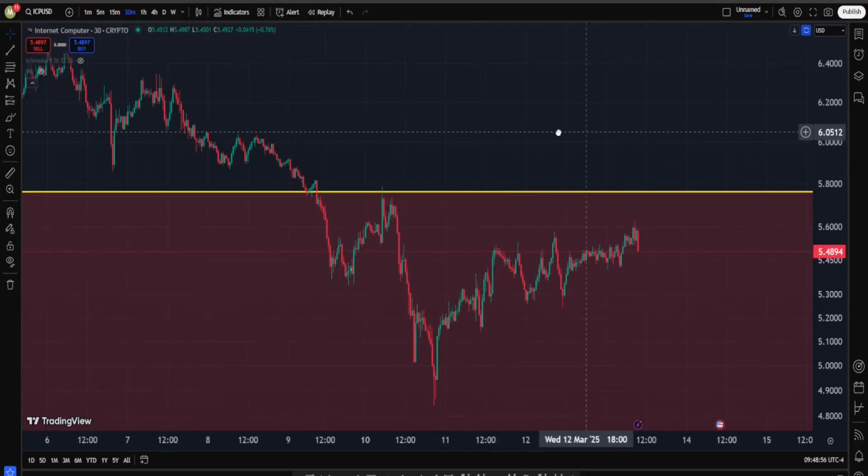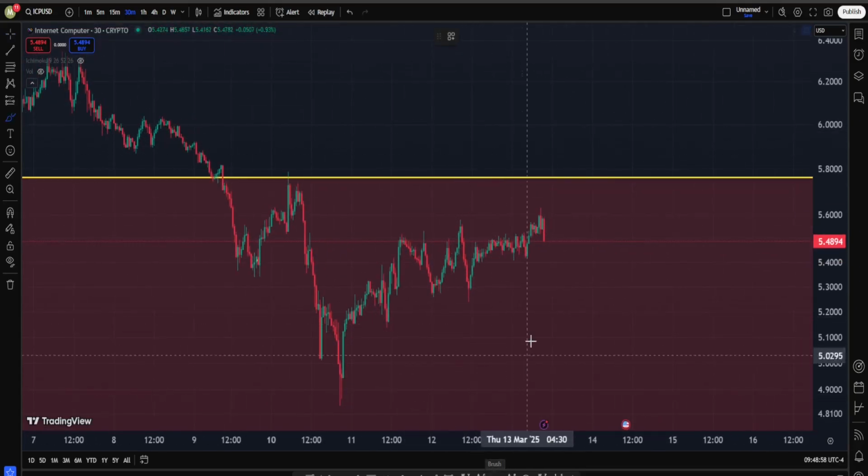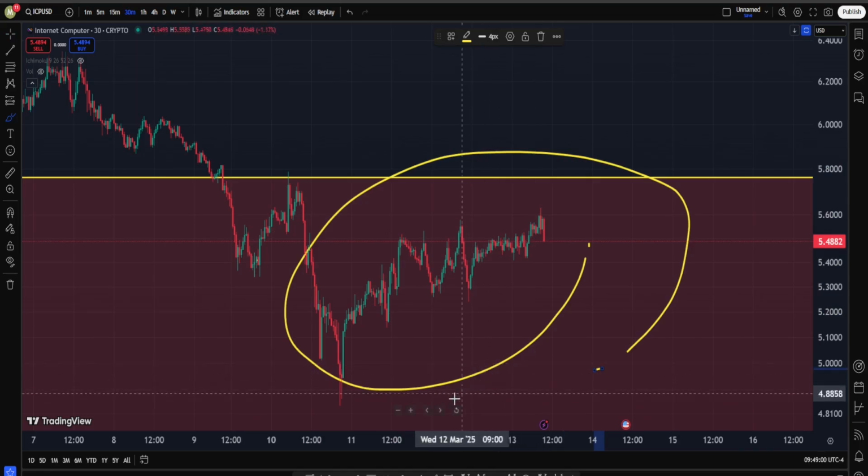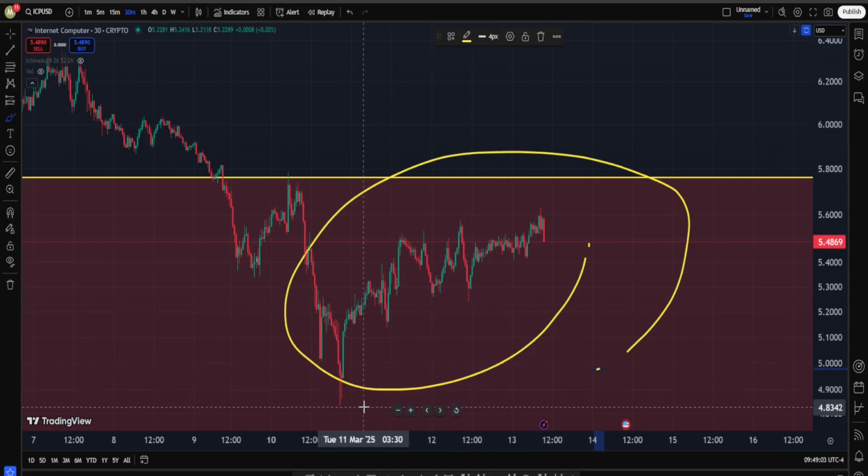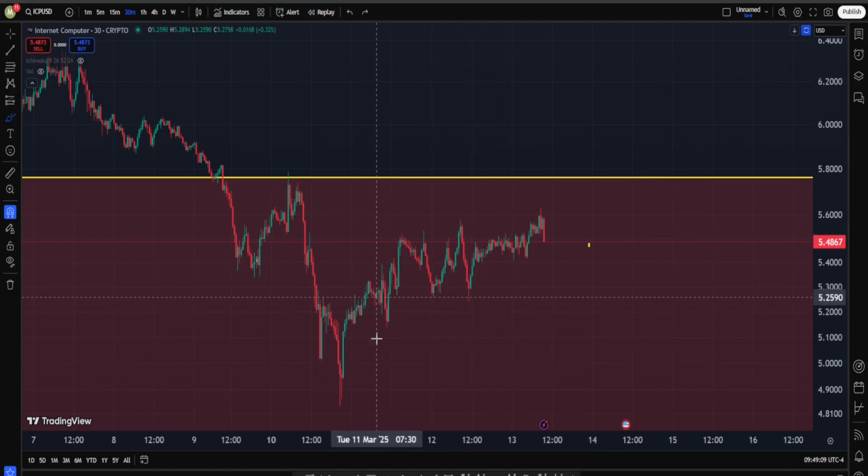Okay, so in today's video about ICP, I want to check out this move on the upside starting from the lowest low about $4.8 and see if we can identify in here a bullish setup suggesting maybe the bottom is in, or maybe we are having some more downward price action to go.